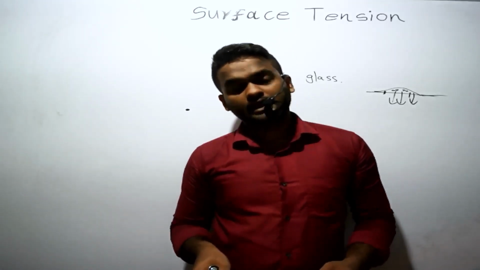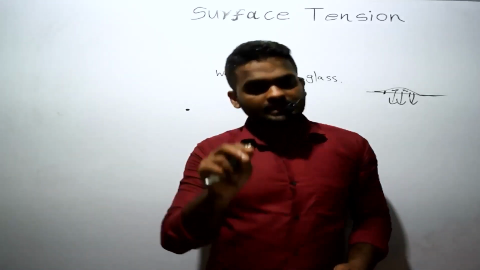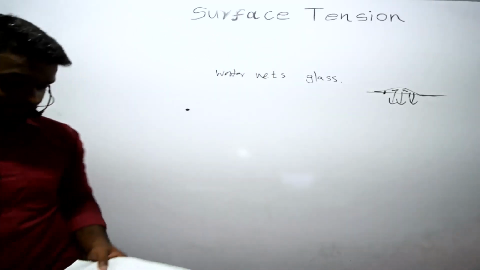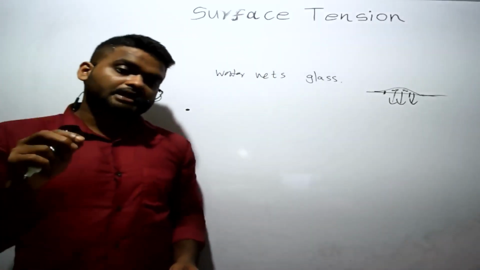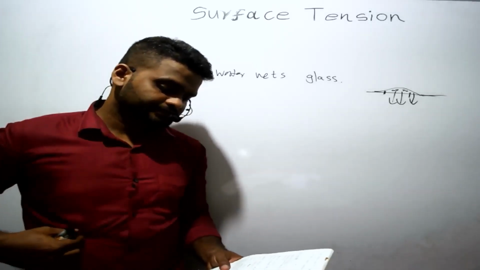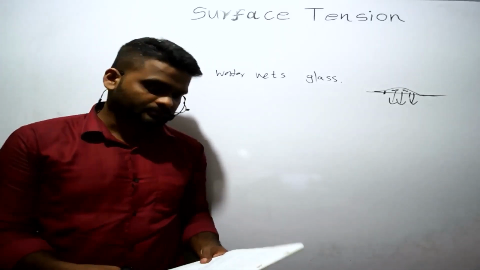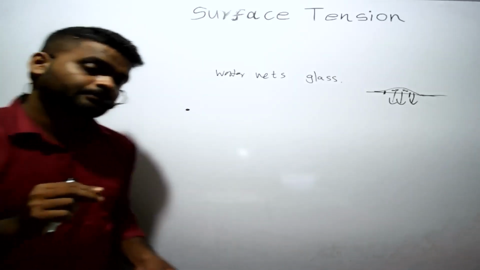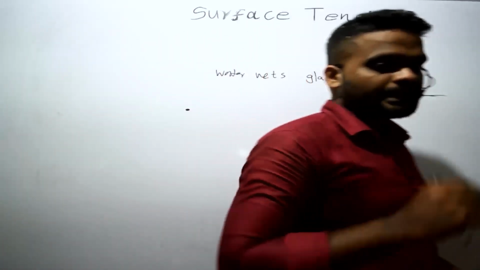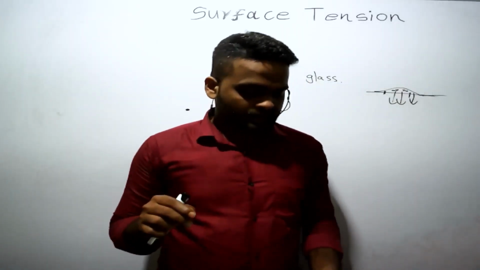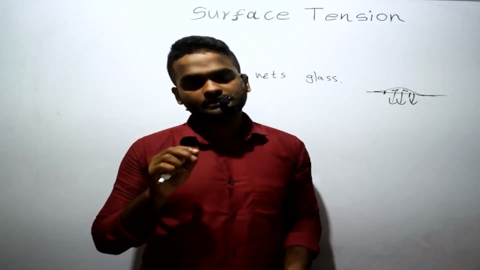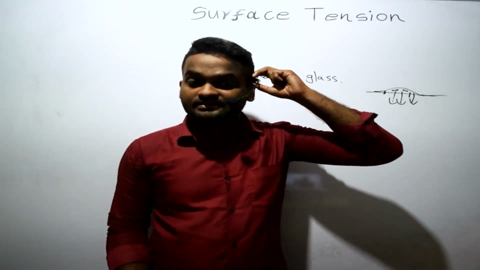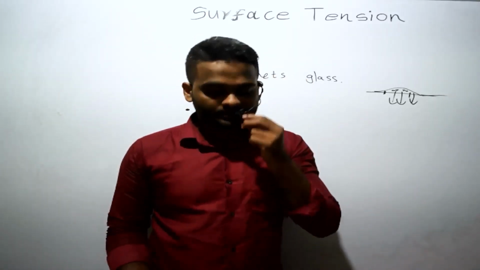Therefore, mercury does not wet glass. Full stop. A mercury drop takes the shape of a sphere on a glass surface.